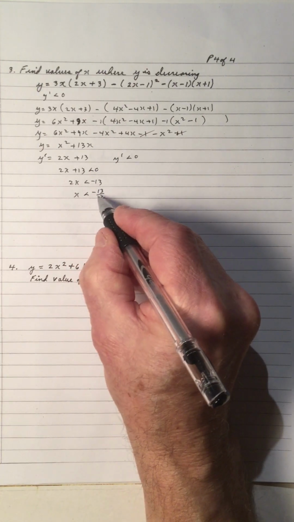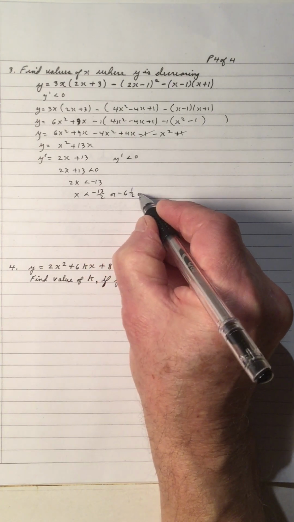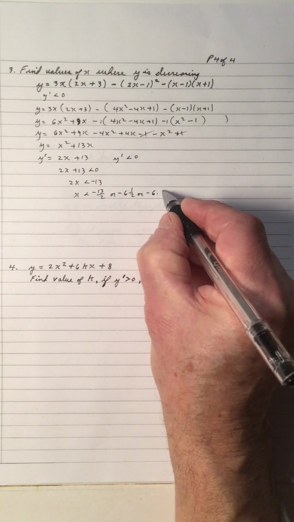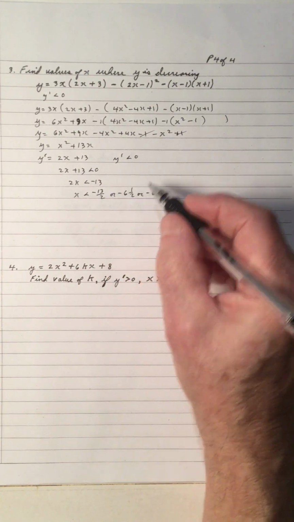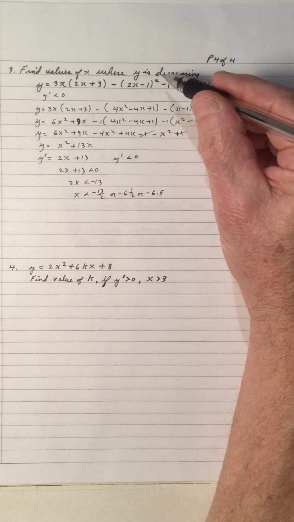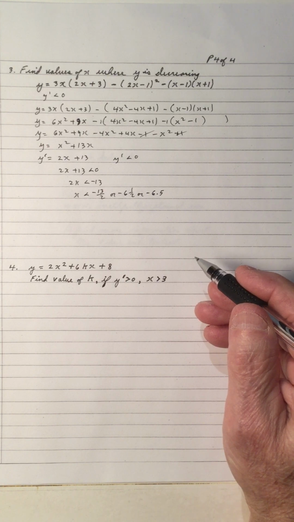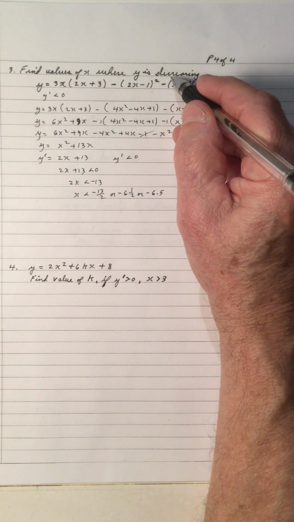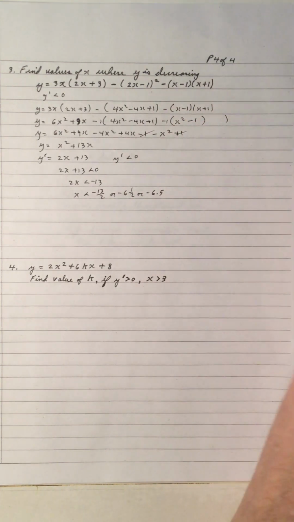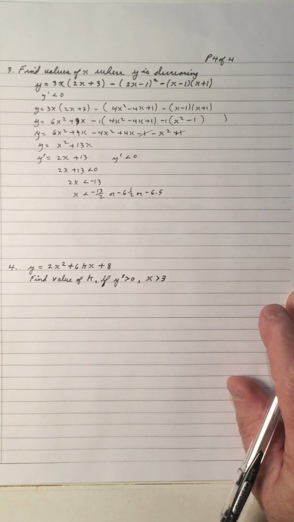Now you can call that a negative 6.5, or whatever you want. So that's the values of x in this function which will be decreasing. And decreasing means that the slope of the tangent is going to be negative. And increasing means the slope of the tangent is going to be positive, greater than 0. Now we have one more to finish this video off.